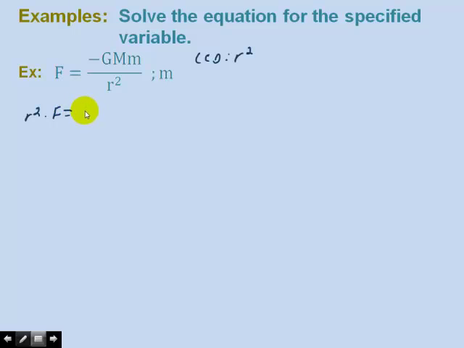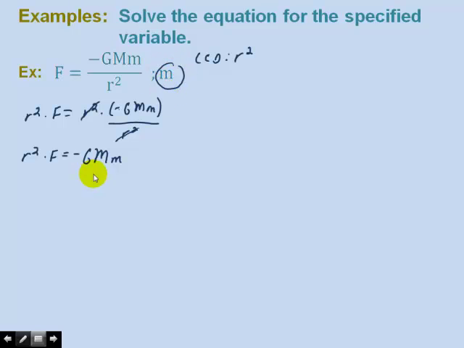So over here we have r squared times f. Over here we have r squared times our whole rational expression. Now we can cancel the r squareds on this side. Again, since this is all multiplication, we don't have to worry about terms. Everything here is a factor. So what we have left now is r squared times f equals negative g times capital M times lowercase m.